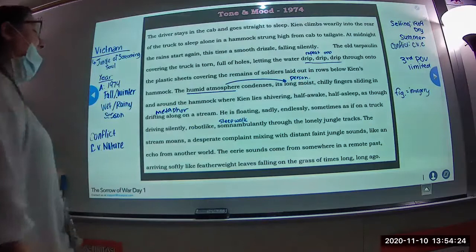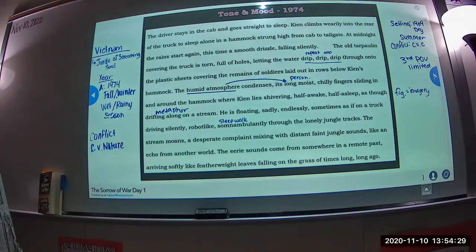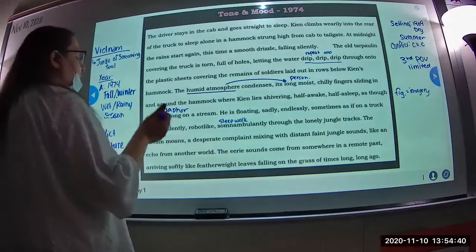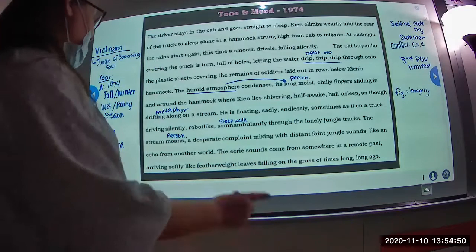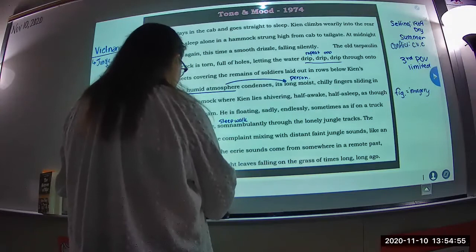There's definitely lots of diction in here, right? Word choices. Then it says, the stream moans, a desperate complaint, mixing with distant faint jungle sounds. What is that? That is also personification. Where? Oh, yeah. Yes, simile.